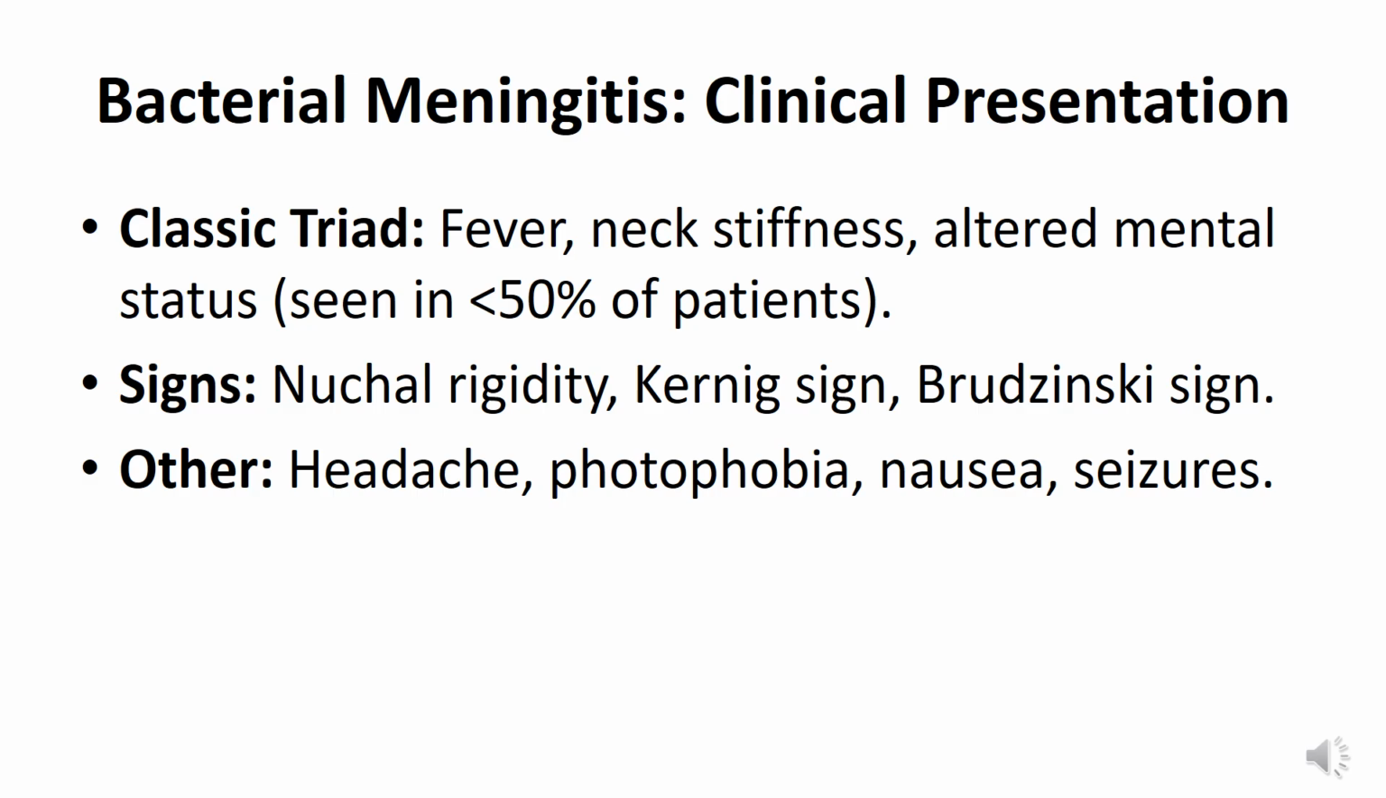During physical examination, clinicians may look for meningeal signs. One of these is nuchal rigidity, where passive neck flexion becomes difficult because of stiffness and pain. Another classic finding is Koenig's sign. With the patient's hip flexed, attempts to straighten the knee produce pain and resistance. This occurs because stretching the inflamed meninges triggers discomfort.